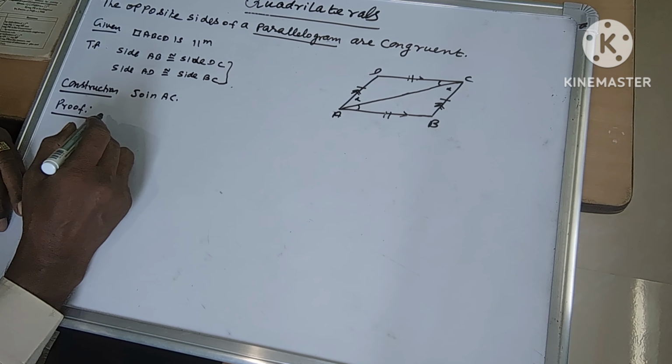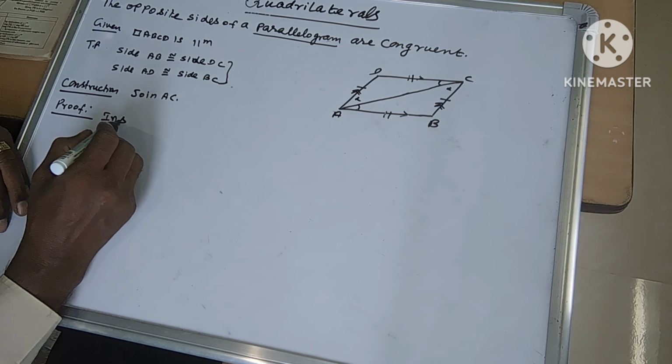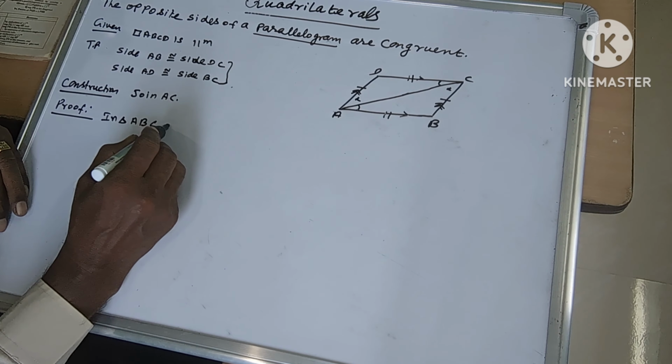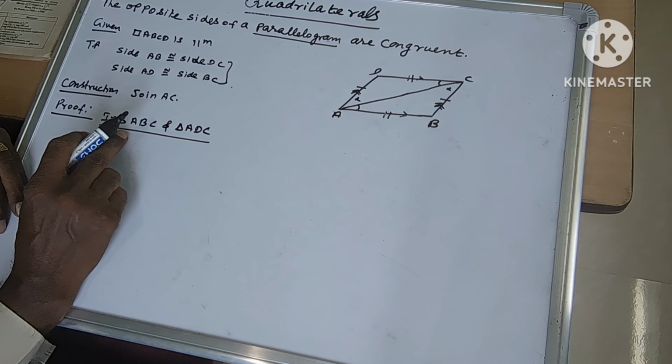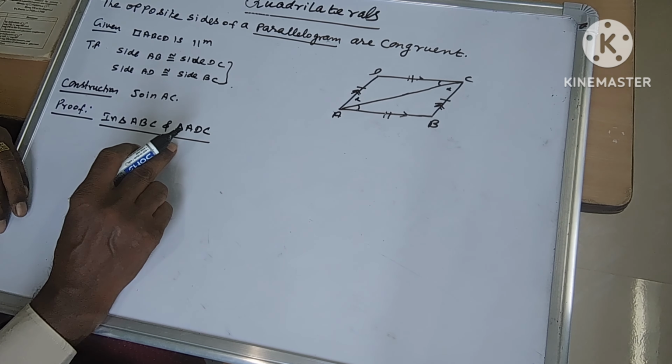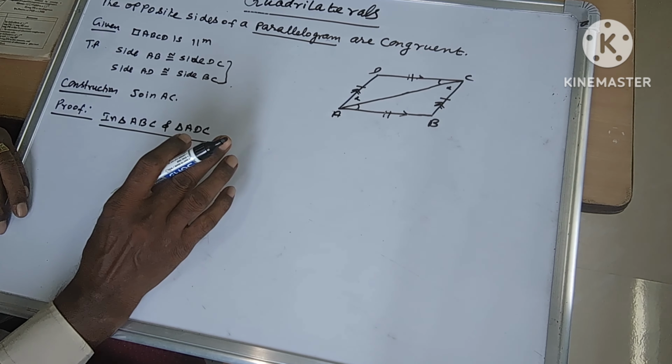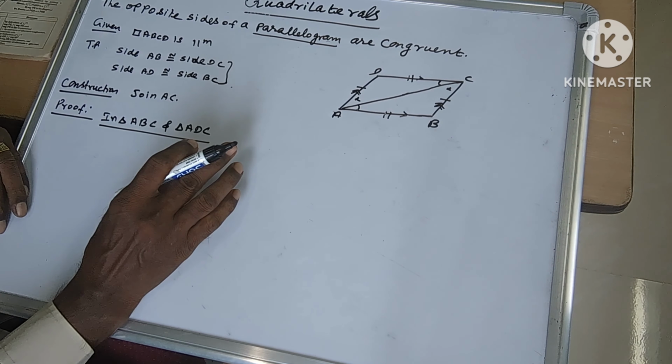Now we have two triangles. In triangle ABC and triangle ADC, these two triangles, first we prove the congruent parts. Segment AC is congruent to segment CA, or both say this is common. This is common for these two triangles.